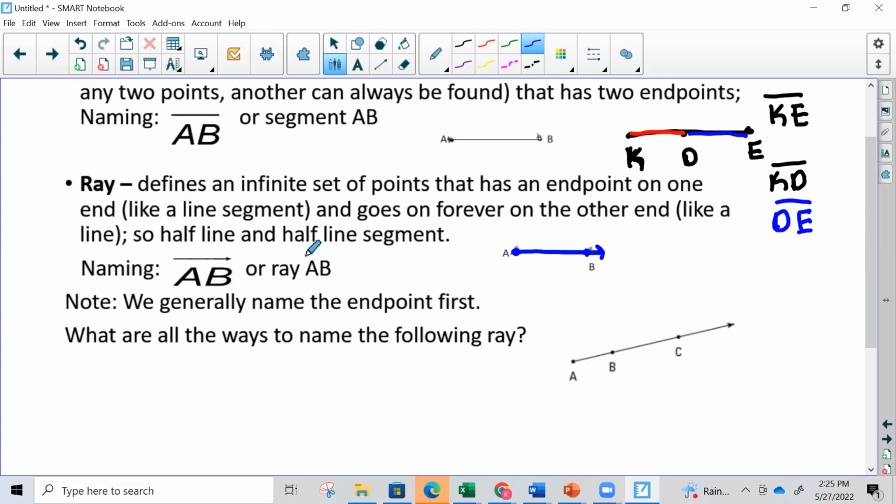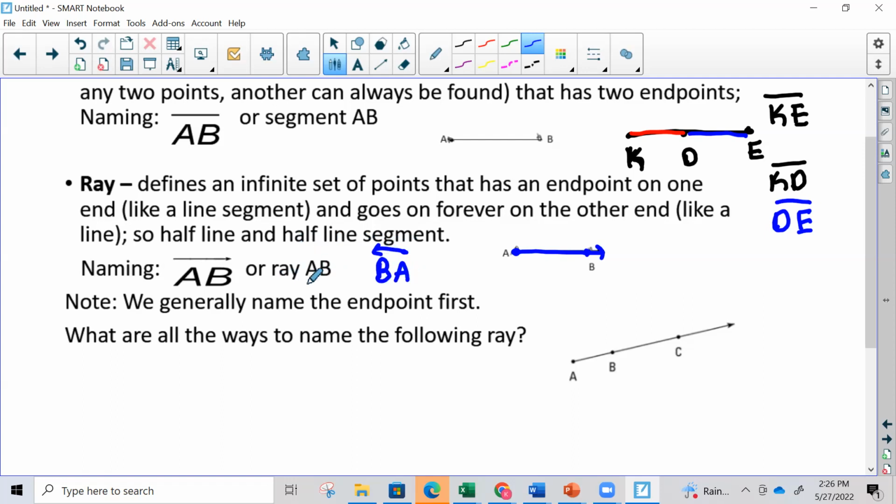Okay, so when I name a ray, the arrow is very important. The endpoint has to be over the letter where it starts. So if I wrote BA, we would have to write the arrow this way, because my ray starts at A and then goes on forever in the direction of B. Okay, so that's very important.